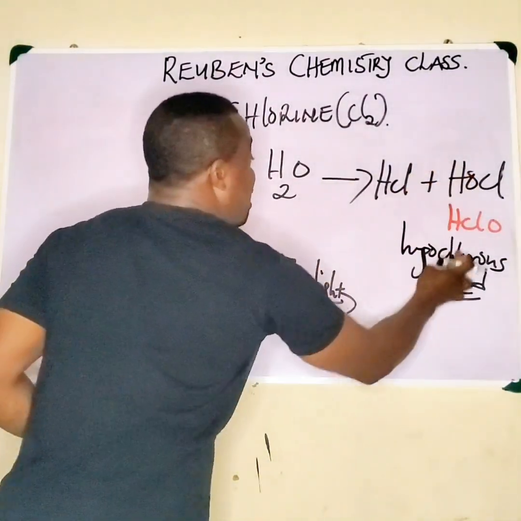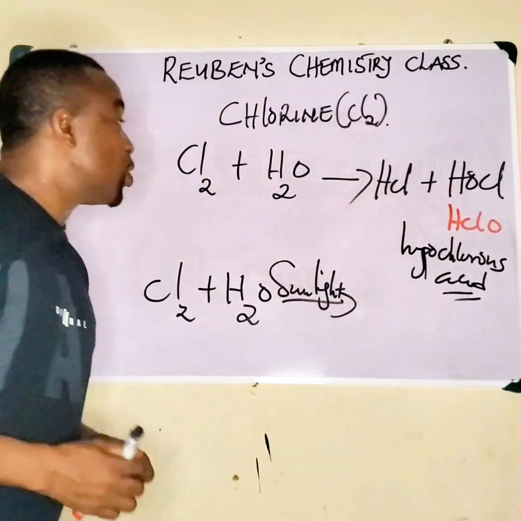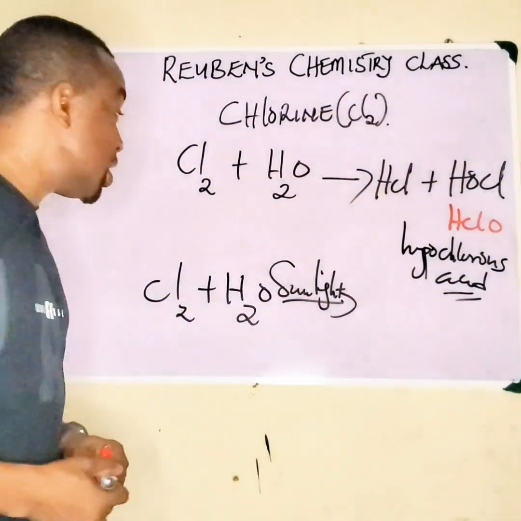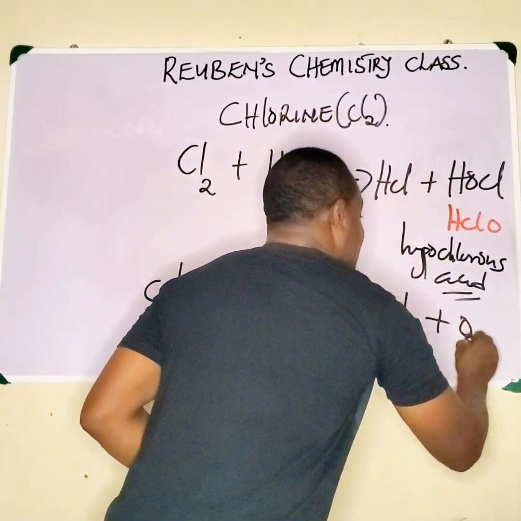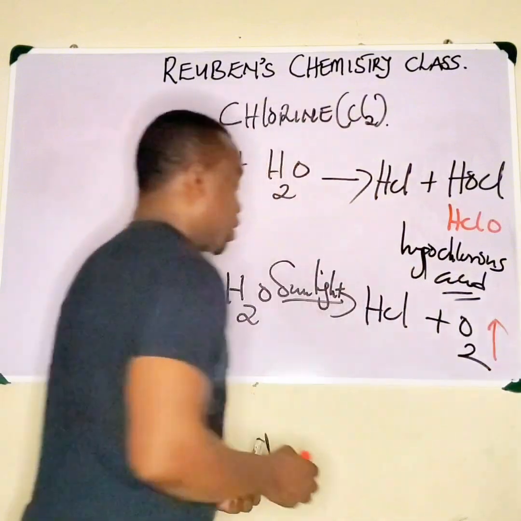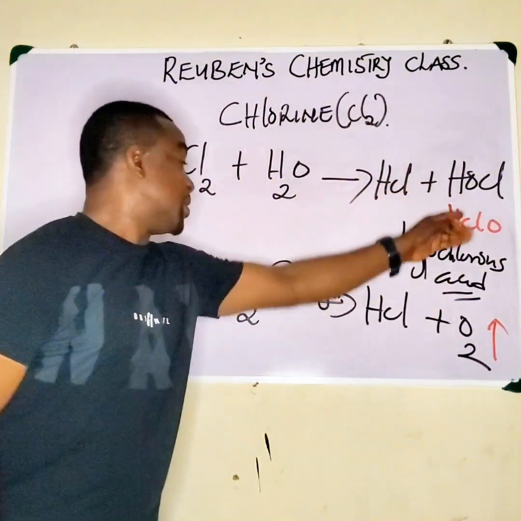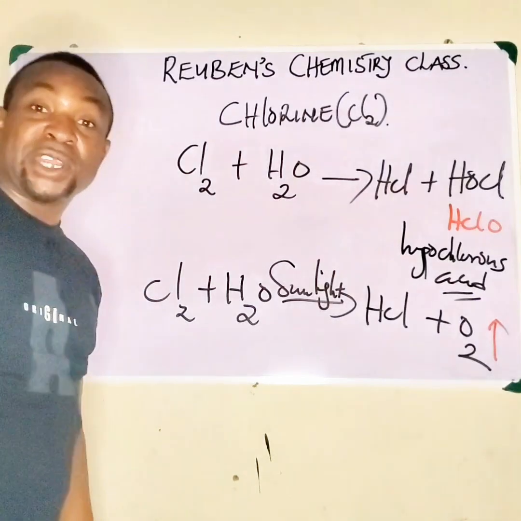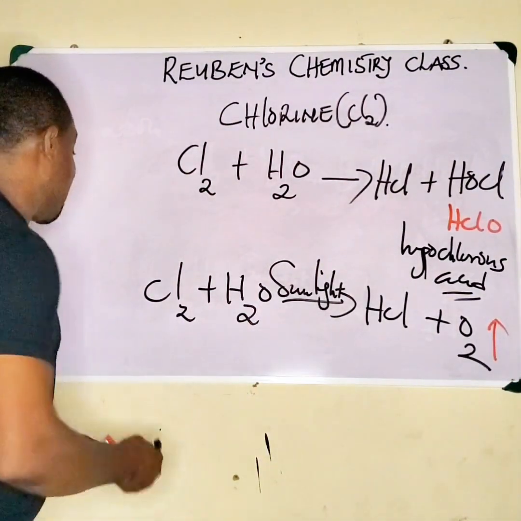Instead of giving the same products, which are HCl and HOCl, hypochlorous acid, it gives us only HCl, liberating oxygen. It's giving us only HCl liberating what? Oxygen. In this reaction, oxygen is liberated from the reaction. So the only thing we have to do here is to balance this reaction.